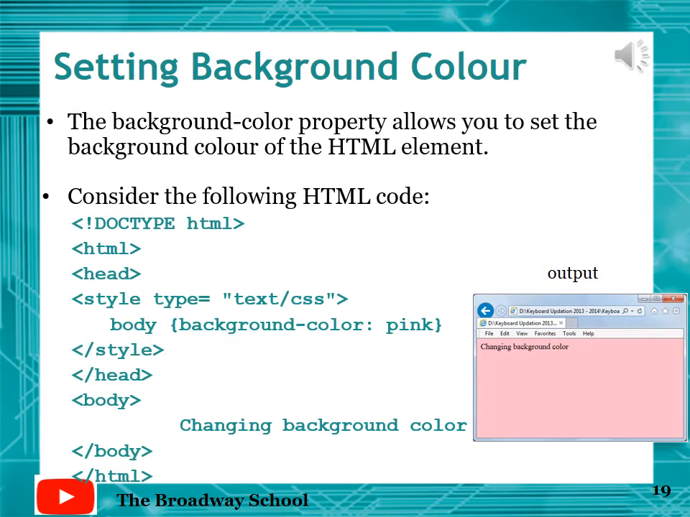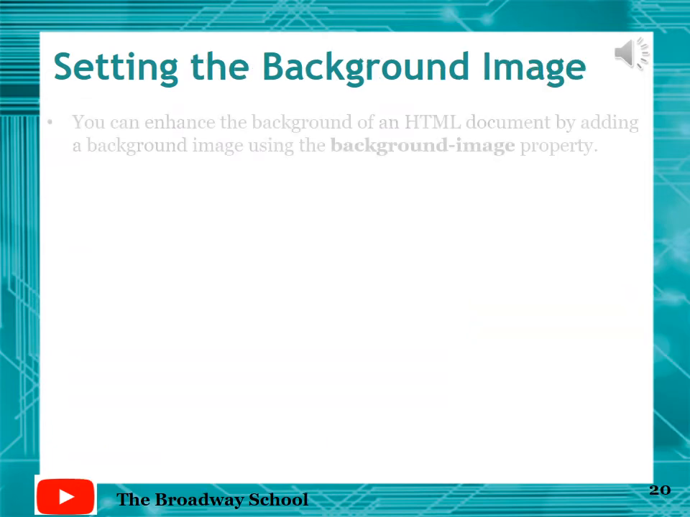Go through the code. Doctype HTML. HTML, body will start, head, style type text/css, body background-color pink. This line will change the color of the background. Style close, head close. Now body start: changing background color. This will be written here on the pink page, pink background, and the line written is changing background color. Body close and HTML close.